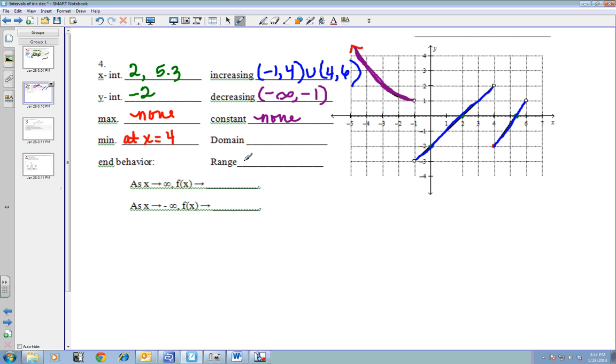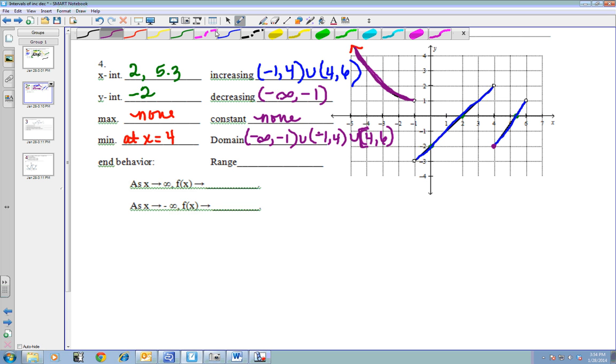My domain for this problem, my domain is going to be where do I have x values? Okay, well I know from the left it goes from negative infinity until I get to -1, unioned with -1 to 4, unioned with 4 to 6. I'm going to change this to a bracket right here because this 4, that closed dot, was included.